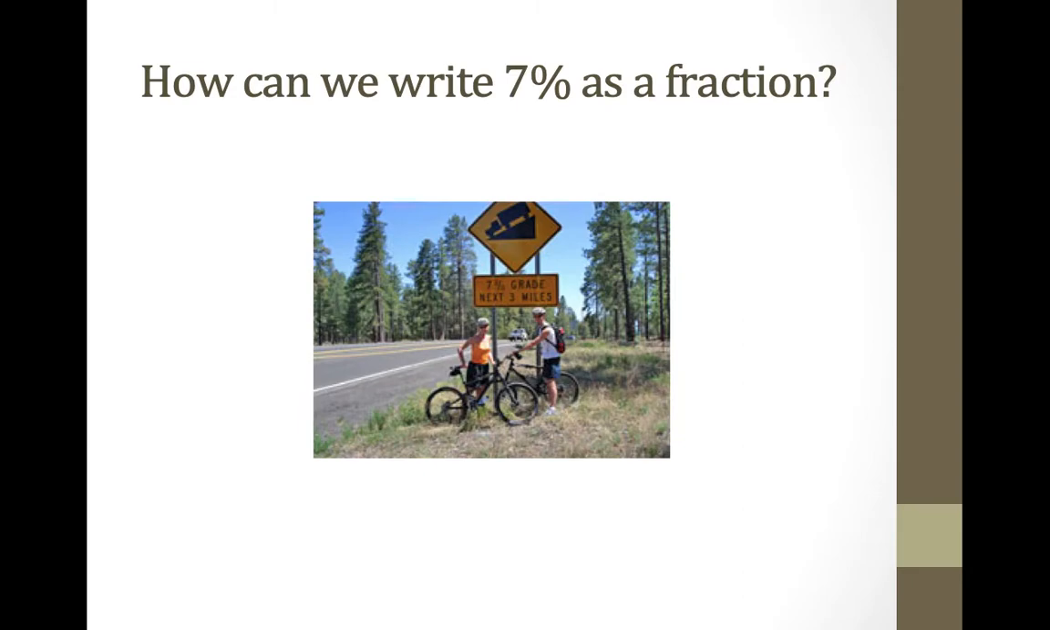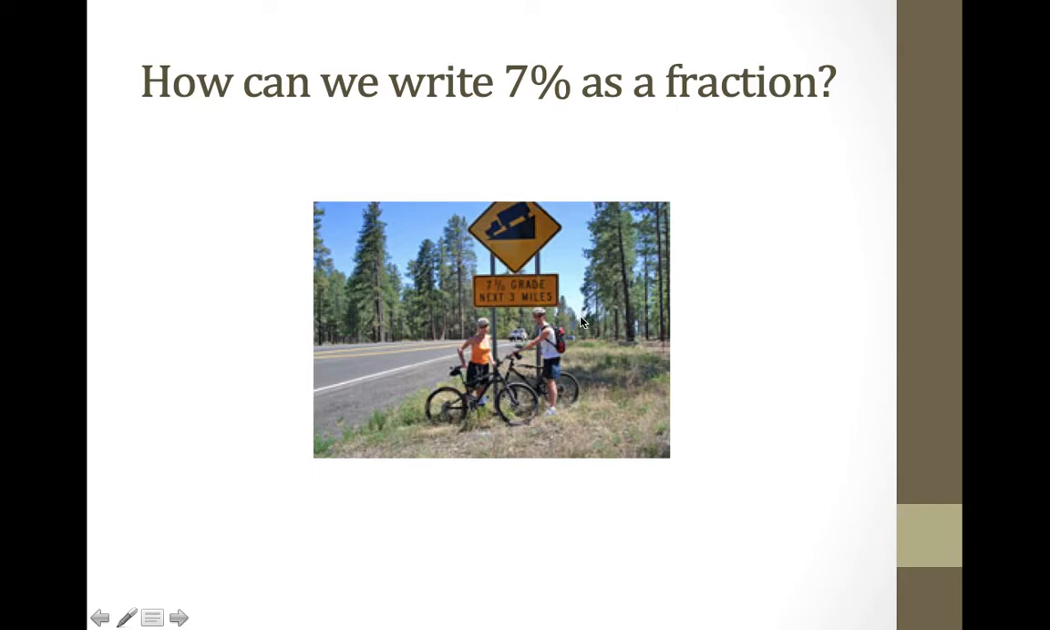Now we're going to look specifically at slope. So when we look at slope, slope happens in everyday life. It happens in things like wheelchair ramps and highways, hills and such. So, these people are standing next to a sign that says 7% grade next 3 miles.